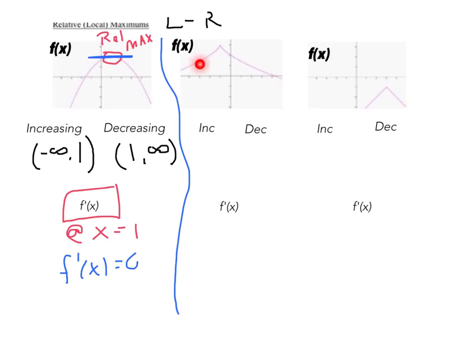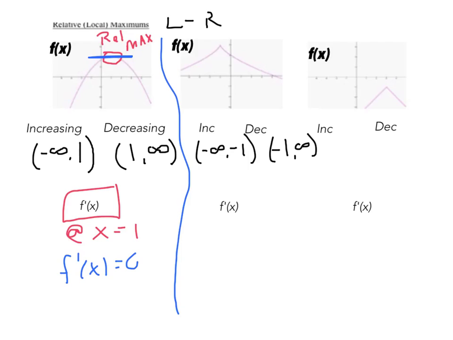If you walk on the left, are you increasing or decreasing? Are you going up or down? So I would say I'm increasing from negative infinity until negative 1. Again, I'm not including negative 1 because once I get to negative 1, I am no longer going up. I am at my highest point. And then I'm decreasing from negative 1 to positive infinity.